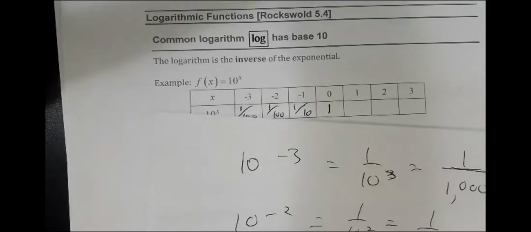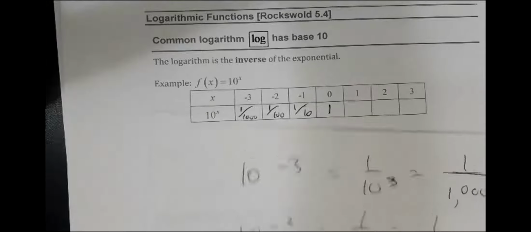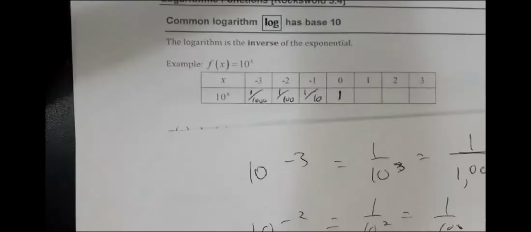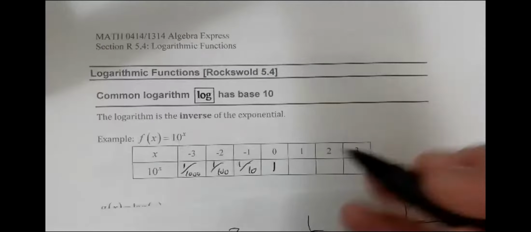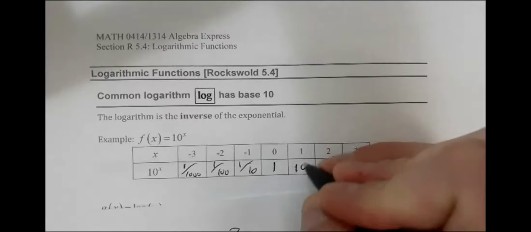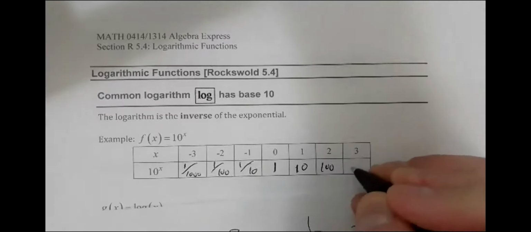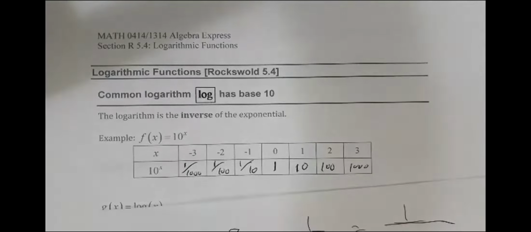We talked about it previously: when we have an exponential, if we raise any base, besides 0, to the 0, we're going to get 1 out of it. So typically we will get this point (0, 1) when we have an exponential. The other thing is that 10 to the first is 10, 10 squared is 100, 10 to the third is 1,000.